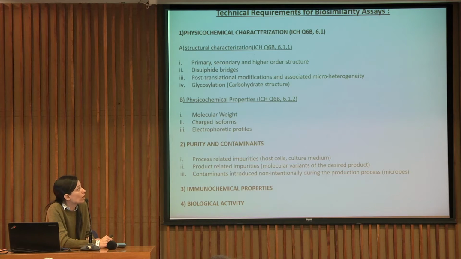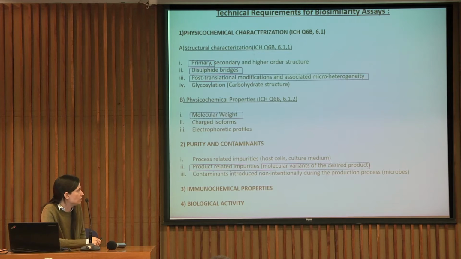There are technical requirements for biosimilarity assays. There's a guide called the ICH Q6B guide, which states that there are 4 main categories that have to be analyzed in order for a biosimilar to comply with the biosimilarity requirements. So there's a physicochemical characterization, which has 2 parts, structural characterization and physicochemical properties. Then we have analysis of purity and contaminants, and analysis of immunochemical properties and biological activities.